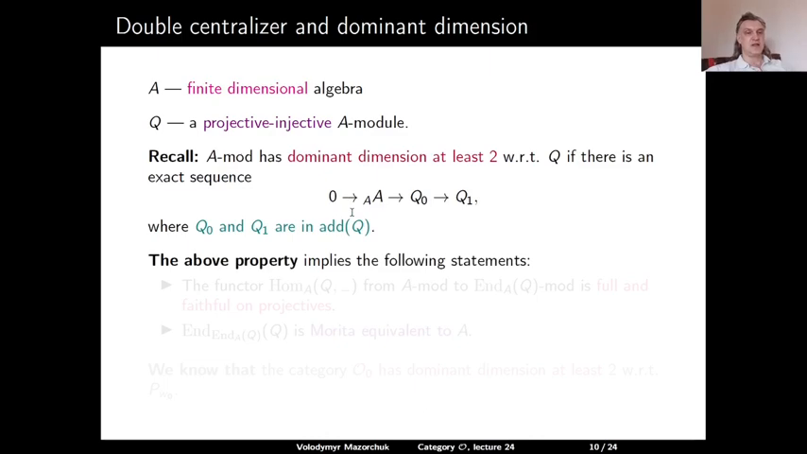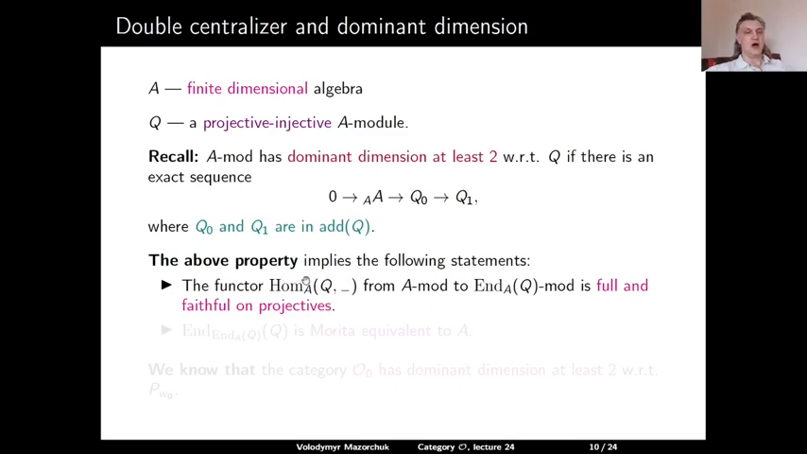And we have seen that the above property implies the following statements. First of all, the functor hom over A from Q to blank, and this is a functor from A mod to the category of modules over the endomorphism algebra of Q. This functor is full and faithful on projectives. And then we have the double centralizer property that the endomorphism algebra of Q as the module over its endomorphism algebra is Morita equivalent to A.